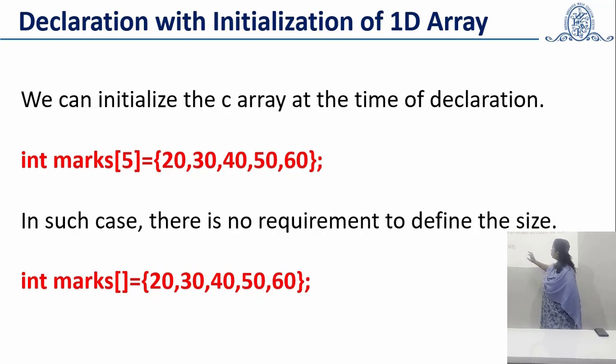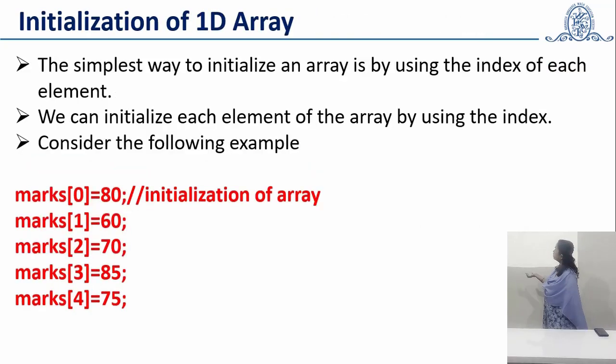Another way: since you are already declaring and initializing the array, it is not necessary to write the size. But if you are only declaring the array, then you have to mention the size of the array. This is one more way to initialize the array. As you can see here, for the first element the index starts with 0 and it ends with 4. In the 0th location the value 80 is stored, the 1st location 60, the 2nd 70, the next 85, and in the 4th location the value 75 is stored.